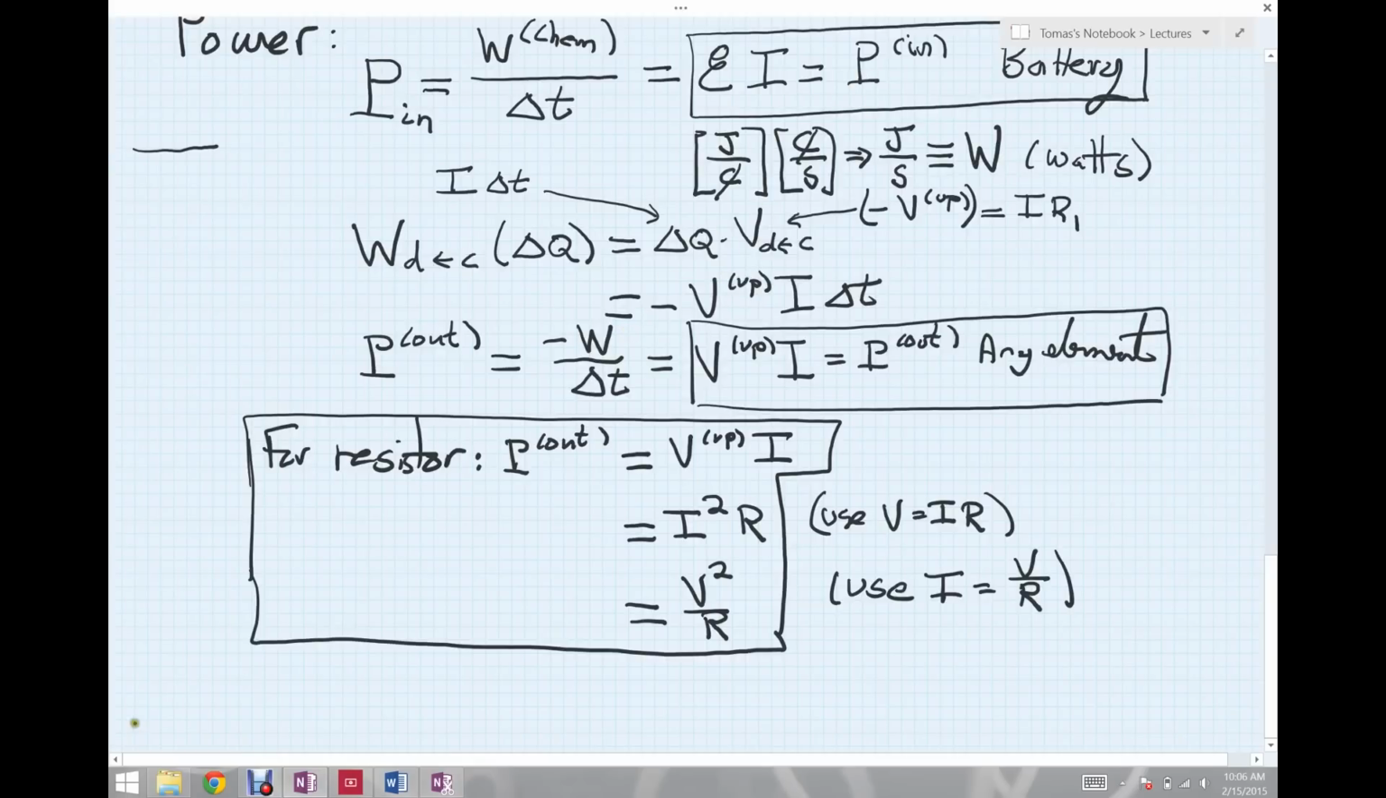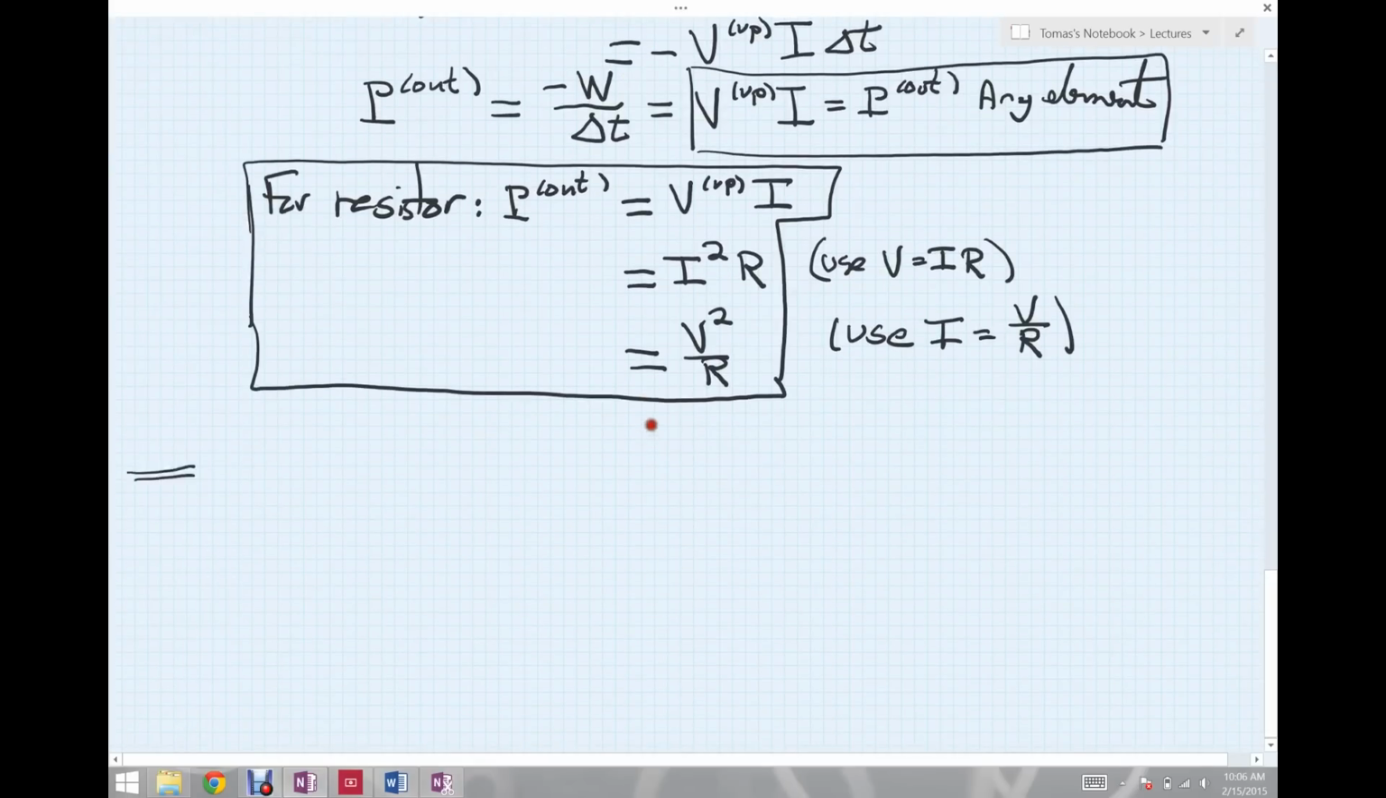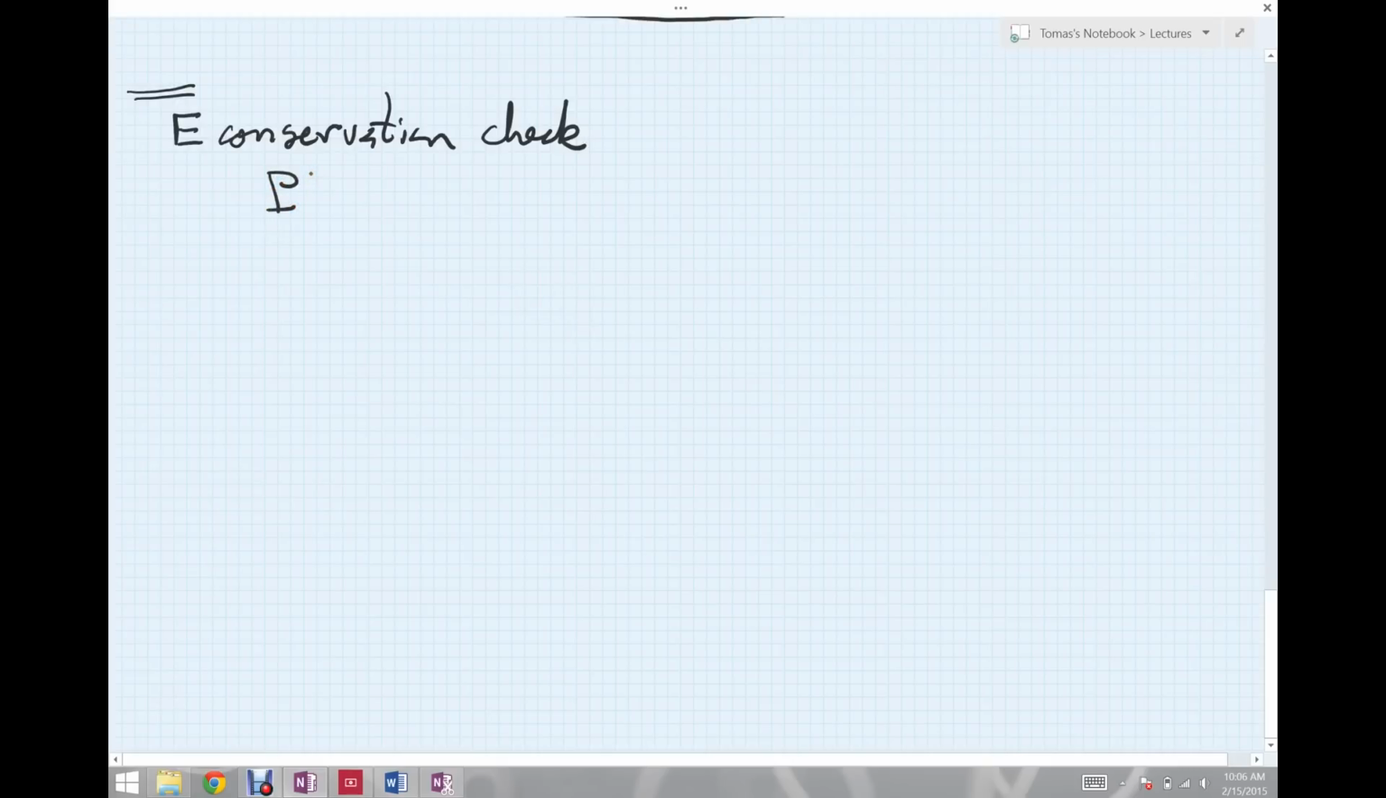Are we actually conserving energy for that battery and light bulb system? So let's check that. Let's check energy conservation. Okay, so if energy is conserved, we're asking, is the power that we are putting into our system actually equal, and I'll put a question mark here, we want to see if it's going to work, the power that's coming out of our system.